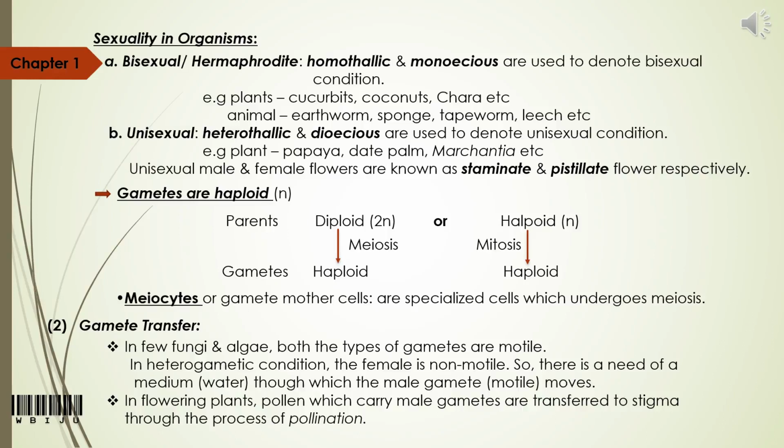And when you come to flowering plant, pollination is a process through which pollen grain, which carry male gamete, are transferred. And in chapter number 2, we will discuss pollination in detail. So that is something about gamete transfer.